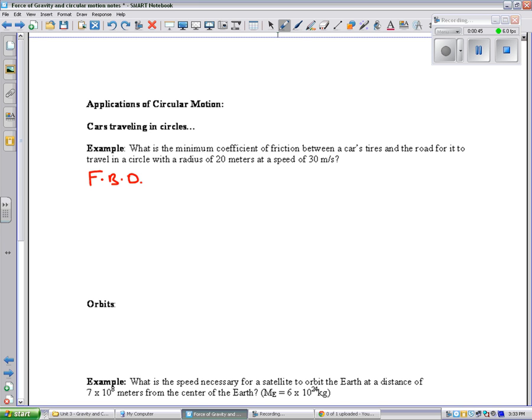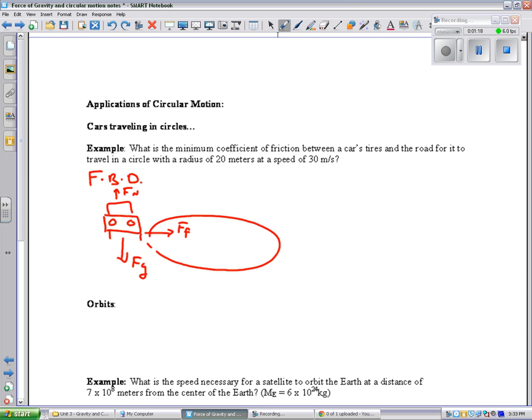So if I was to draw a free body diagram of this car, I'm going to do a front view of it. So the car's coming straight at you. Here's the headlights, here's the tires, here's the car. The forces acting on it are the force of gravity down and the normal force up. And the force of friction actually goes towards the center of the circle. We're going to say that this car is going in a circle like this, so the force of friction is going to be in towards the center of the circle.